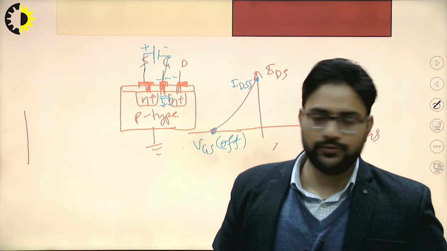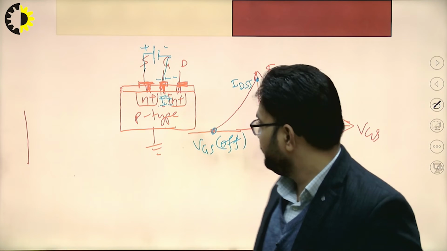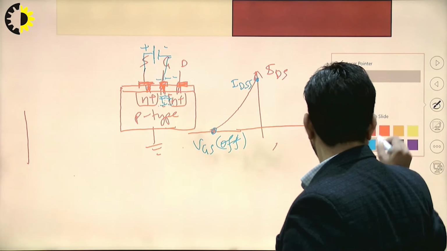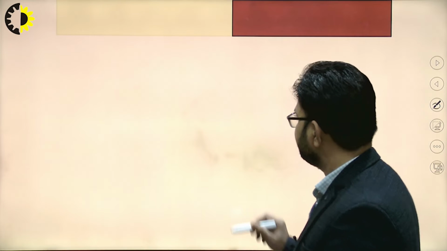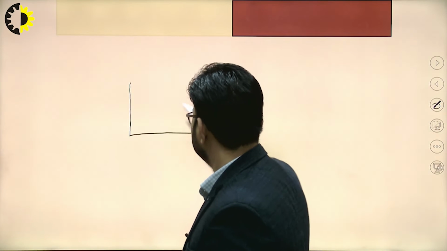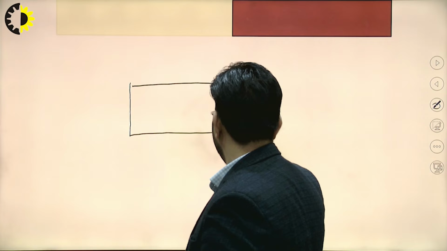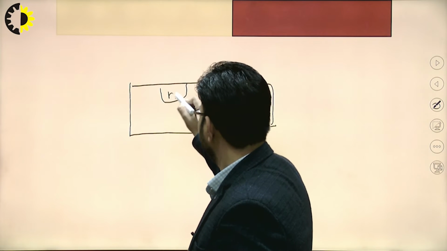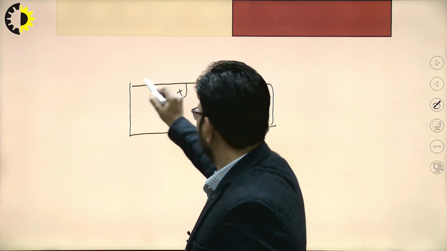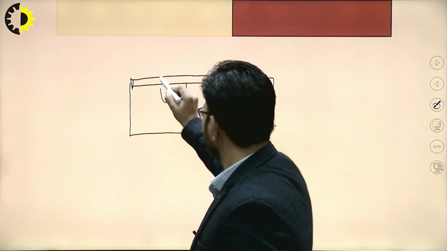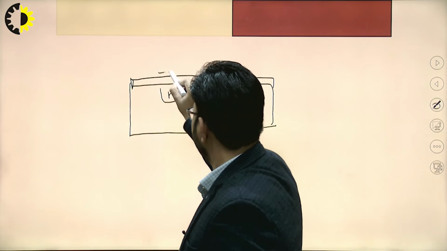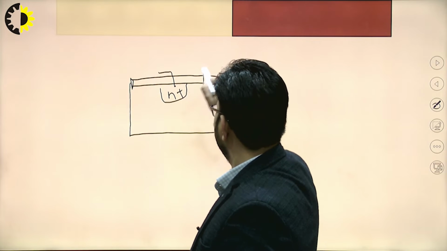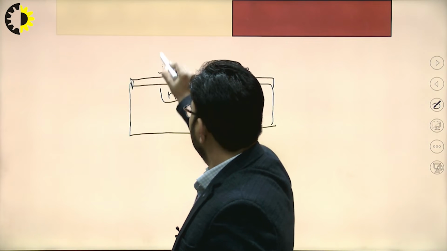Now, the depletion type MOSFET also works in the enhancement mode. In the enhancement mode, what we do is we provide a positive voltage, like this. Suppose that this is the MOSFET that we were discussing, the depletion type MOSFET. Here we have the SiO2 layer.